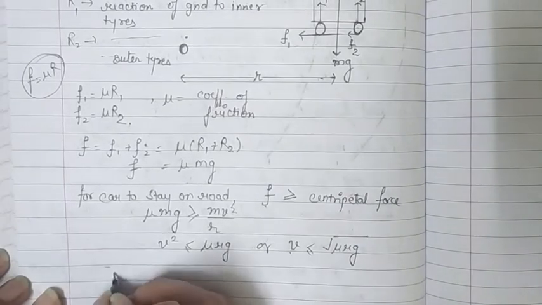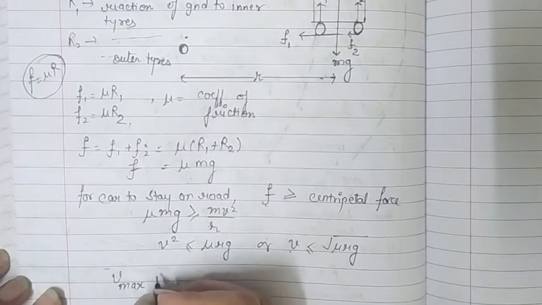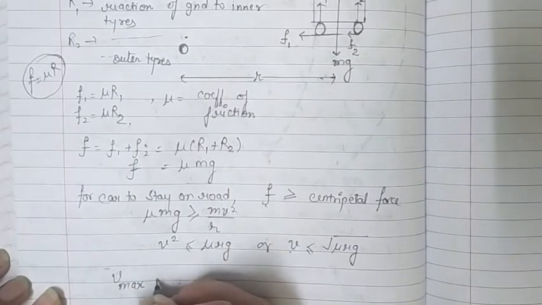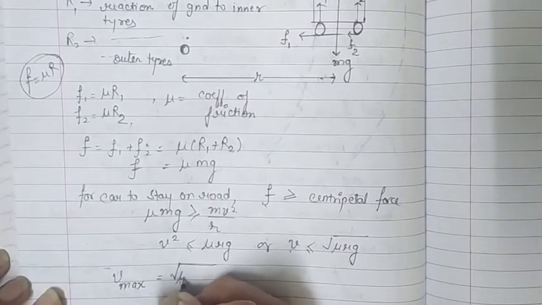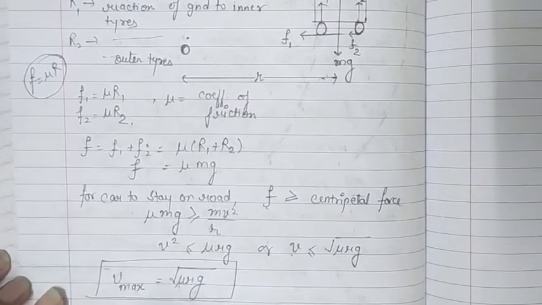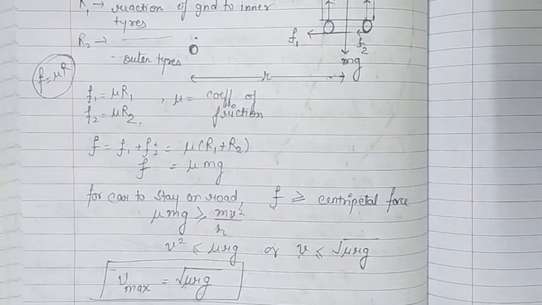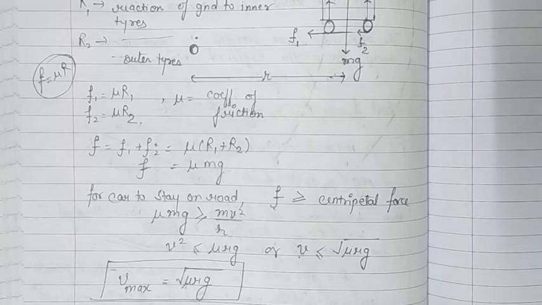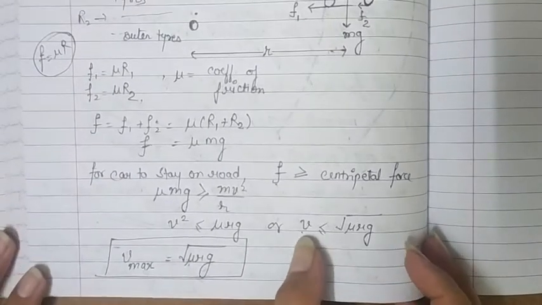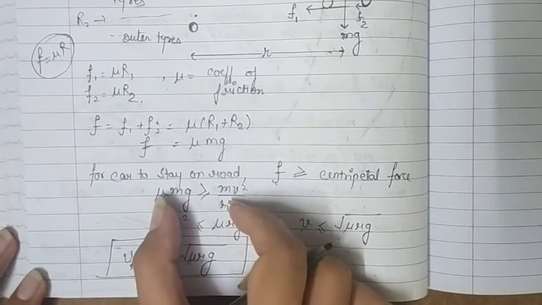That means the maximum velocity or the maximum speed with which the car can turn safely is under root mu rg. This is the magnitude only, we are not talking about the direction. That's why we call it maximum speed. So the maximum speed of the car with which the car can turn safely. If the speed is more than this value, that means this relation will not hold.